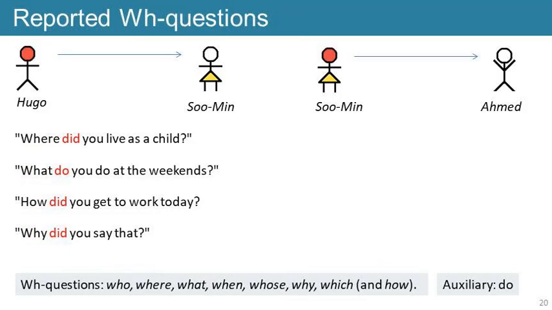The second type of question is the so-called WH question. In other words, questions beginning with who, where, what, when, whose, why, which, and how. Again, we will start with questions containing the do auxiliary, which behaves differently to the other auxiliaries. Here are 4 examples.